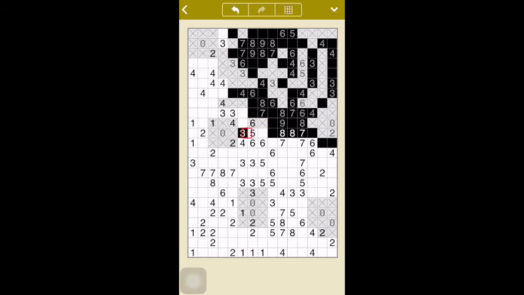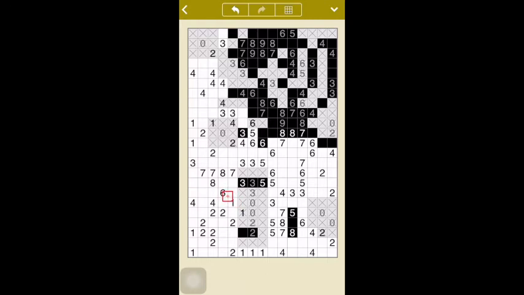3 and the 5, difference of 2, so I need to have at least 2 black spaces. So I got that. Let's see. Let's just move down here. The 5 and the 8, difference of 3, so let's do that. Then I got the 2. Okay, we could do this too.